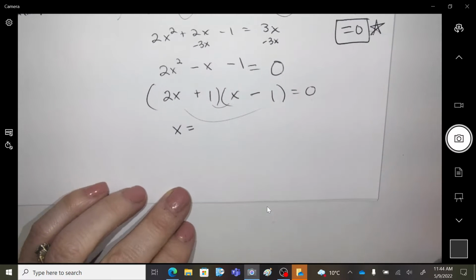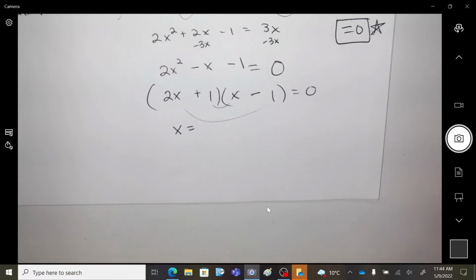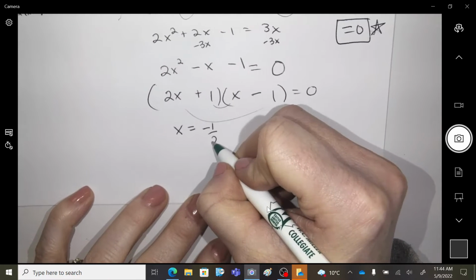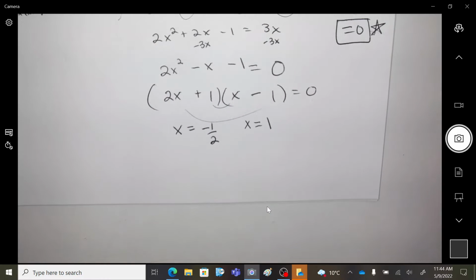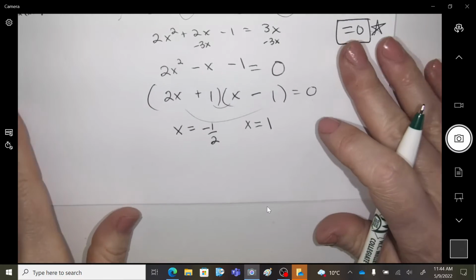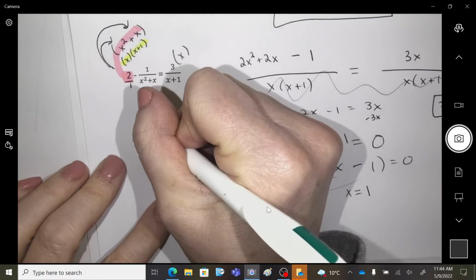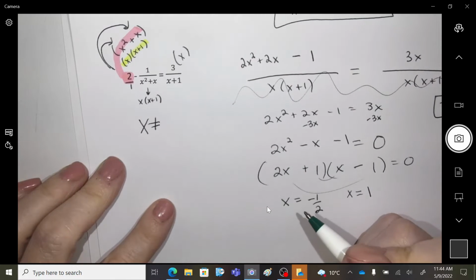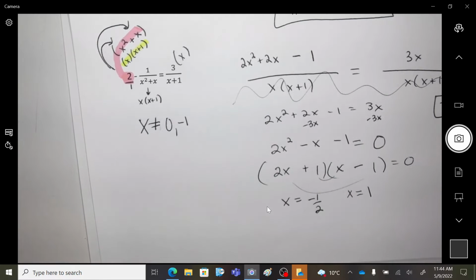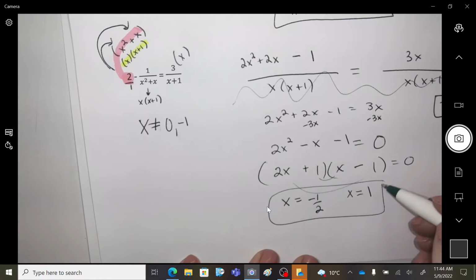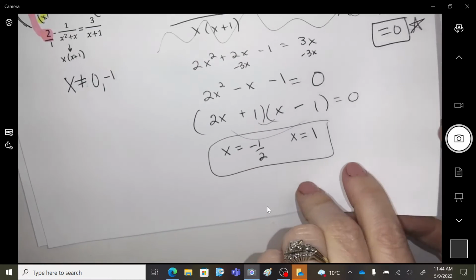So x equals, that's a fraction. Can you think about how to write that as a fraction answer? Negative 1/2. And x equals 1. Do I have to omit any answers? Do I have to cross any off? What is x not allowed to be? 0 or negative 1. Can't have that. So that's good, it doesn't match that.